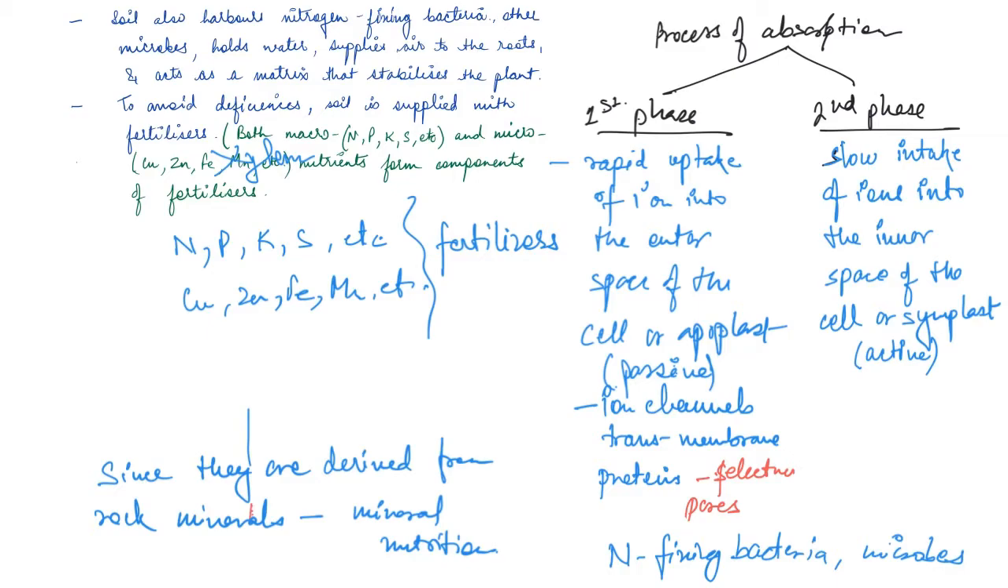And what we do is basically we keep mixing the soil with all these fertilizers to attain a good crop yield. So, guys, with this, we have understood the absorption and how soil is an important part of absorption of these mineral nutrients, right?